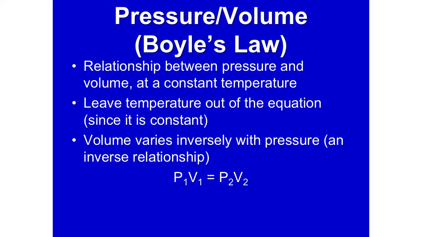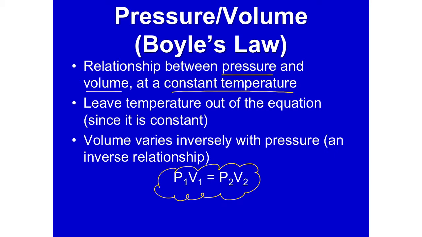Hello, in today's video, we are going to take a look at Boyle's Law. Boyle's Law gives us the relationship between pressure and volume of a gas, assuming that we are at a constant temperature. So basically what we do is we take our combined gas law formula, P1V1 over T1 equals P2V2 over T2. Since temperature is constant, we can just leave that right out of the equation. Therefore, our equation will simplify to P1 times V1 equals P2 times V2.